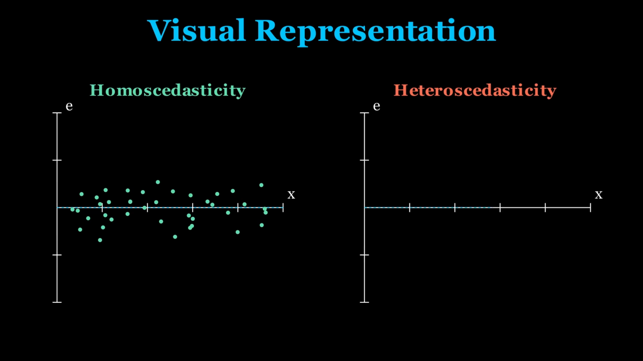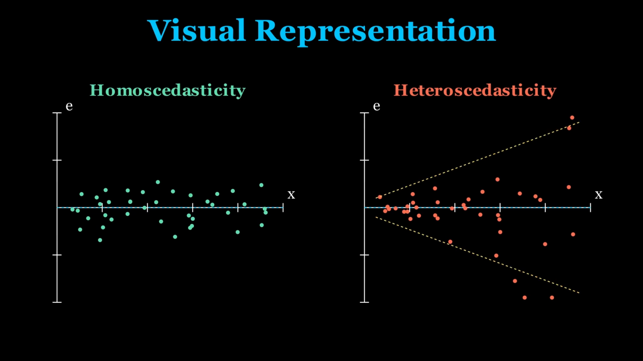On the right, the heteroscedastic residuals show a clear pattern. The spread increases as x increases. The variance of the residuals is not constant, which indicates heteroscedasticity. Once again, we see the funnel shape opening up to the right. When you spot this pattern in a residual plot, heteroscedasticity is likely present.